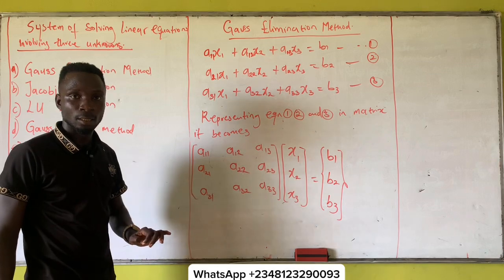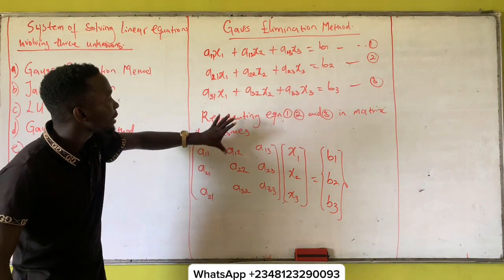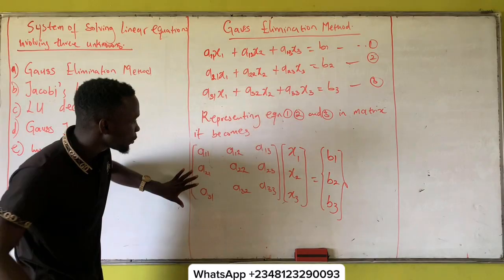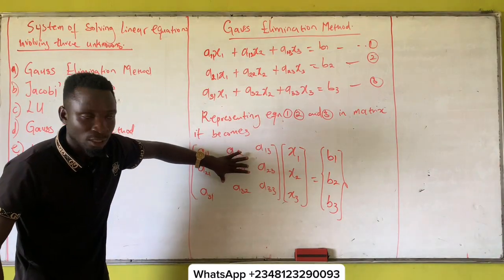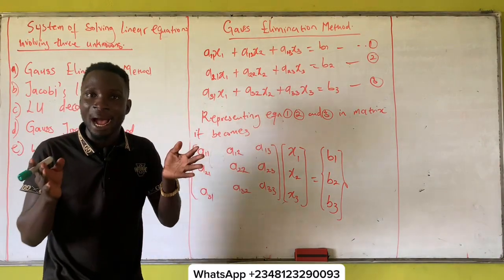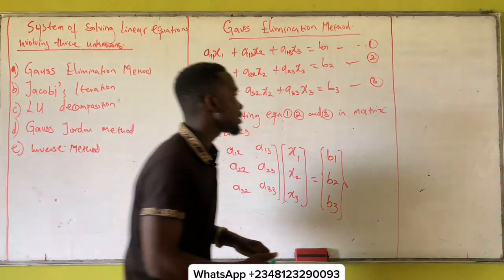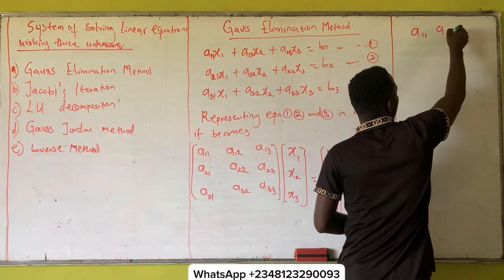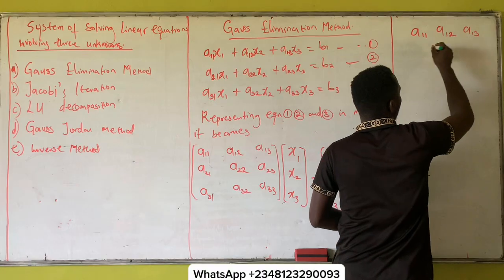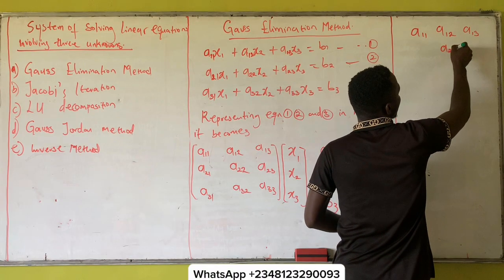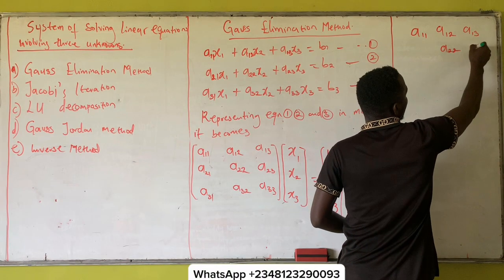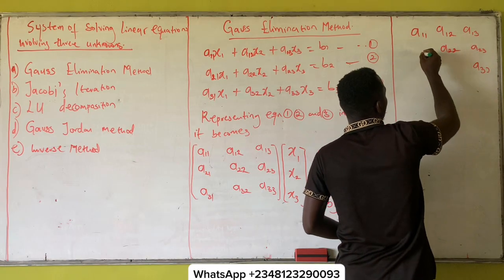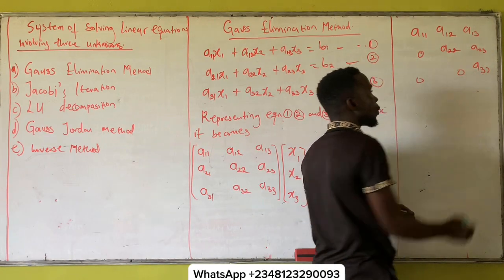Now, our aim in the Gauss elimination method is to reduce this matrix to an upper triangular matrix, in the form A11, A12, A13, then here A22, A23, then here A33, such that the entries below the diagonal will be 0.